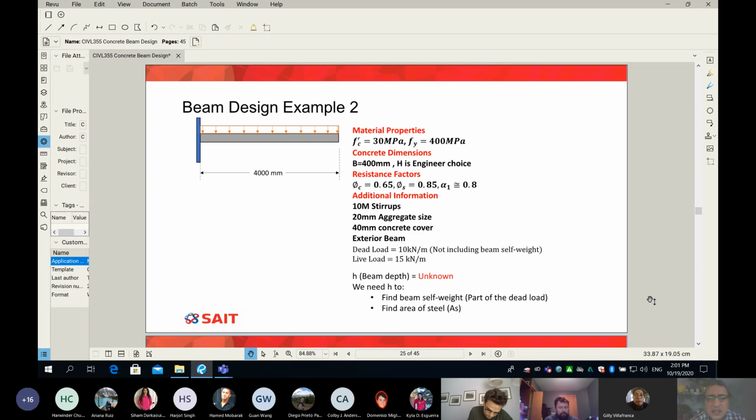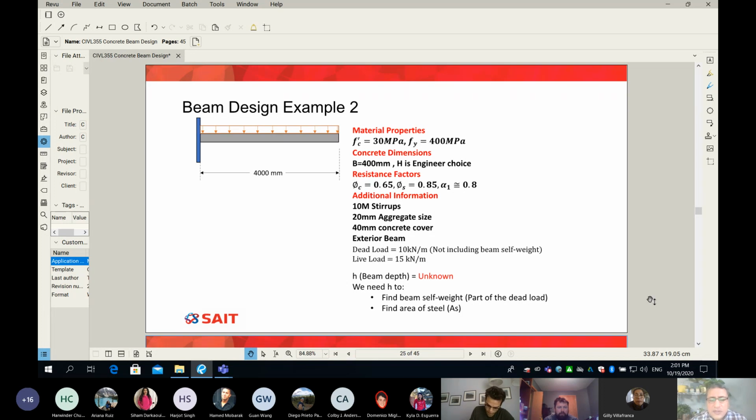Okay, next is resistance factors. By now, I guess you guys know that phi C is always 65%, phi S is 85%, and alpha 1 is not a resistance factor. I apologize, I will have to change my slides, but it is not a resistance factor. Additional information which you will need in your design: we will use 10M stirrups, 20 mm aggregate size, 40 millimeter for cover, and also the beam is an exterior beam.